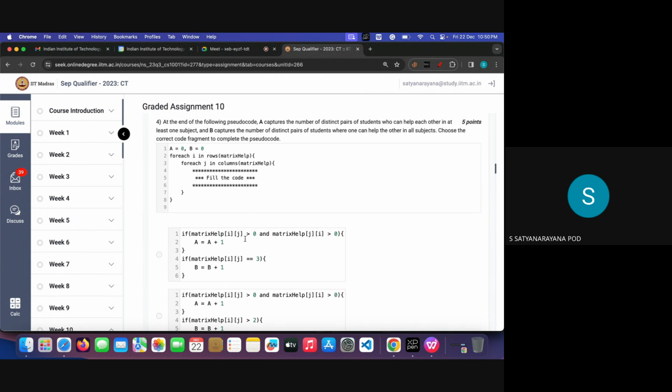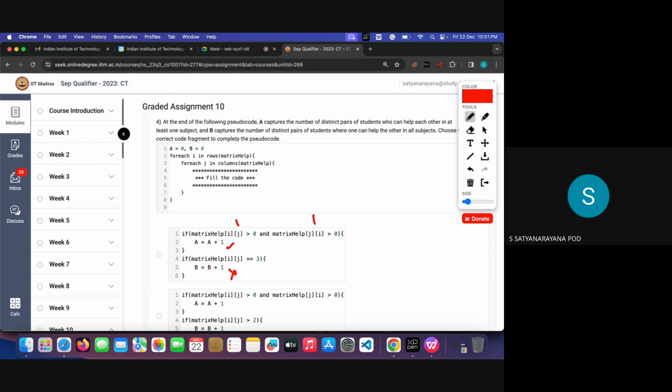Whenever this condition is true, is there any chance that B is increasing? No, I think so. That's right. Because if 1 and 1 is there, then A is increased, which means this condition will not be true. This condition is true if and only if the ith student is helping completely 3. Okay, fine. So A is increased, but B will not be increased, but both should be increased. The pseudocode has to increase both by satisfying both.